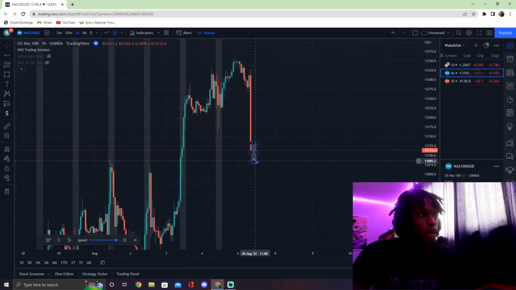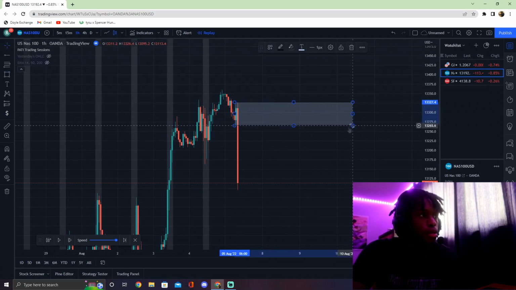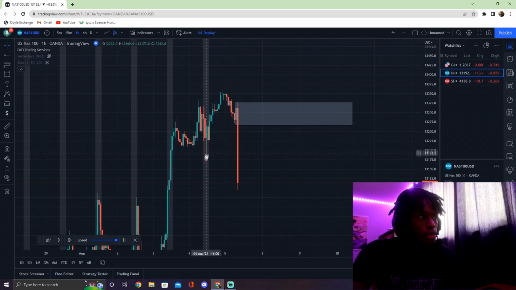So we can go back. No, we're not going back yet. My bad. So looking at this, we have a 1 hour supply. This is a 1 hour supply right here. It's the same thing. We got the break of structure. It broke all of these lows right here, and we have this big momentum candle.